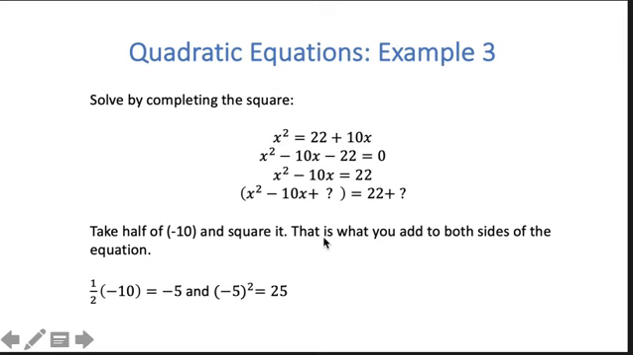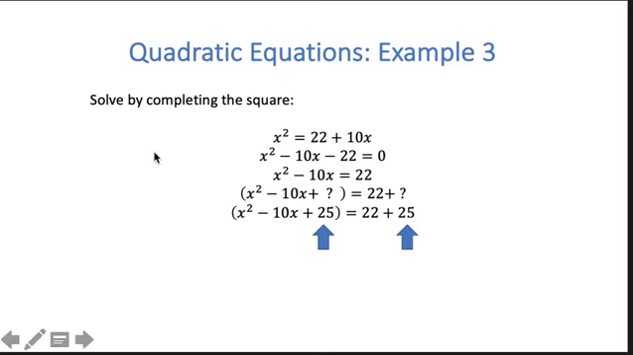So half of negative 10 is negative 5. And when I square negative 5, I get 25. So 25 is what I'm going to add to both sides. Notice I'm adding it in the parenthesis, and then I'm adding it to the right. That made the left side a perfect square trinomial. This factored is x minus 5 squared. And then 22 plus 25 is just 47.